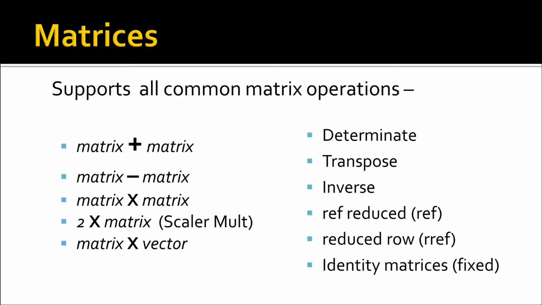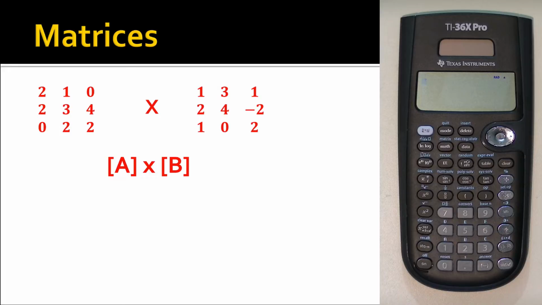And you also have all these math functions listed on the left here. You can add matrices, subtract matrices, multiply matrices, multiply by a scalar value, for example, 2 times a particular matrix, or you can also multiply a matrix times a vector. I won't get into the details on that because there's some complications with it, but the calculator is capable of doing it. So for example, I have 2 matrices.